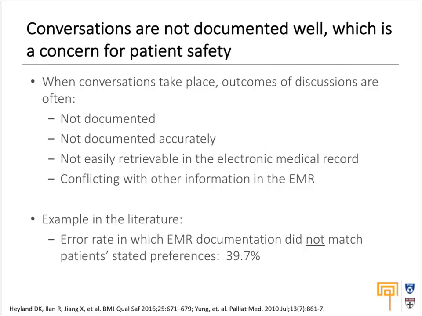The conversations are often not documented well. When I first started this project 7 years ago, I certainly saw that. We worry that even if a discussion does take place, it can be incredibly hard to find it in the medical record. Oftentimes the documentation is not accurate, and it might conflict with other information in the EMR. One study showed that the error rate in which the patient's stated preferences did not match was almost 40%. So when you think about that, it's really a concern for patient safety. Are we really providing patients with the kind of care that they want? If we have documentation somewhere in the medical record that the patient doesn't want something, and yet we're doing it, then we really need to make sure that we have systems in place and fail-safes to make sure that we don't commit those errors.